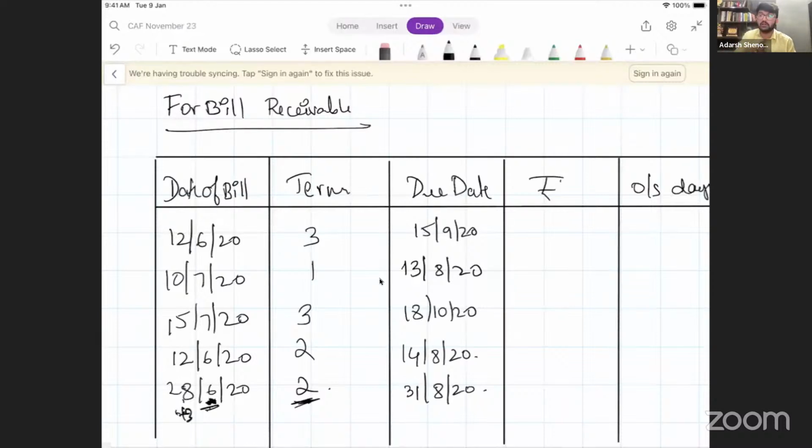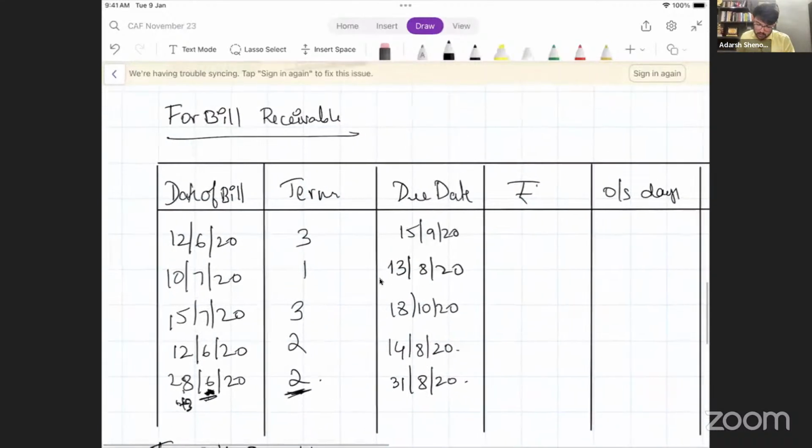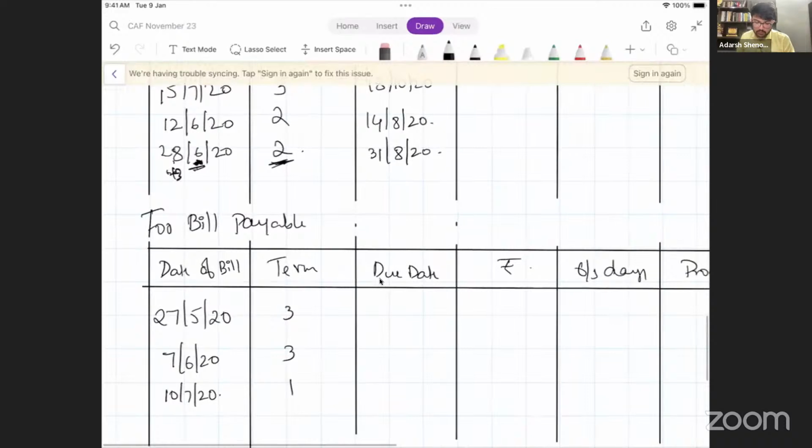You don't add the grace days first and then the months. You have to first add the months and then add 3 days of grace. I hope that's clear, because you get different answers if you do it the other way. So you have to be careful. You first add the term, and then add 3 days of grace. The 3 days of grace follows the term. The term does not follow the 3 days. So remember that. Okay. And calculate the due date for this also.